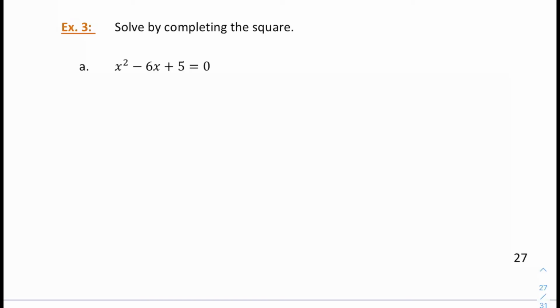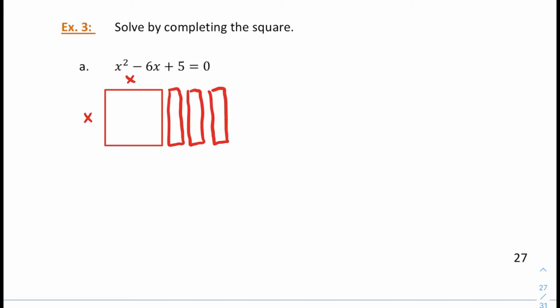Now that you know how to complete a square, we're going to solve an equation using completing the square. So the first thing I'm going to do here is draw a picture representing my expression. I have x squared minus 6x, so I need this to be a perfect square.